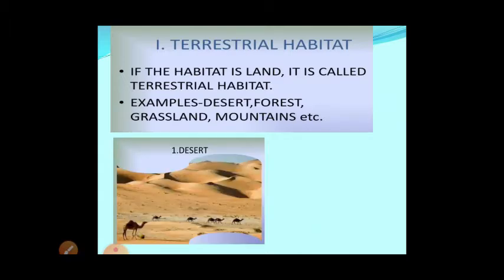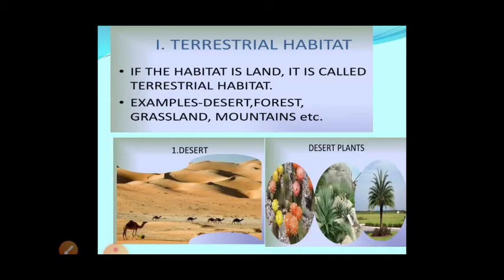The first one is the desert. We already know that in the desert there is a lack of water, so they get very little water. As the water availability is very low, we can observe adaptations accordingly in animals as well as plants. In the desert we can observe cactus types of plants more.